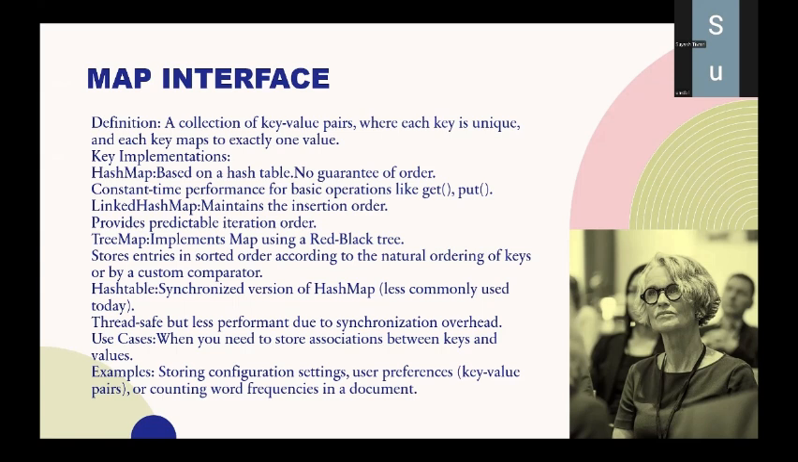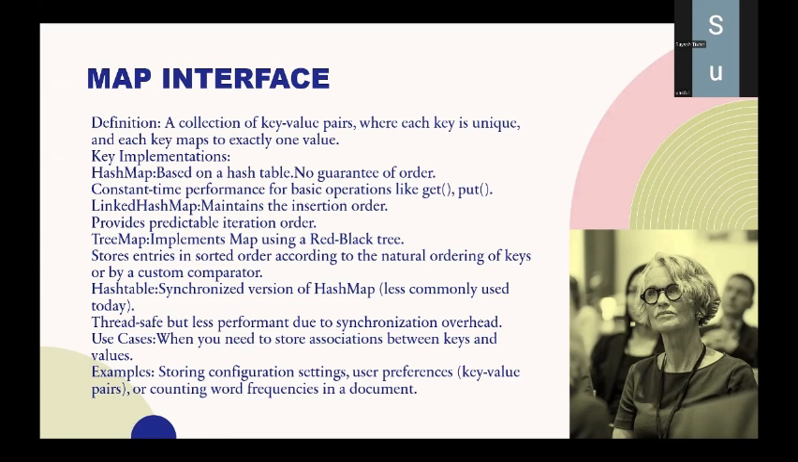And talking about the use cases, whenever we need to store association between keys and values, we use a map interface. For example, storing configuration settings, user preferences, key value pairs, or counting frequency in a document. So let me tell you a very basic example of this particular hash map interface.